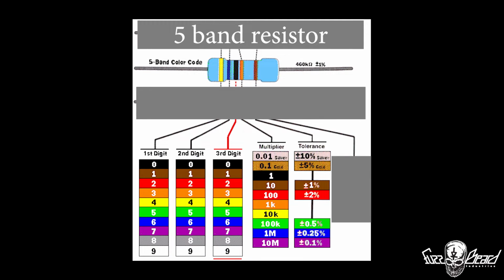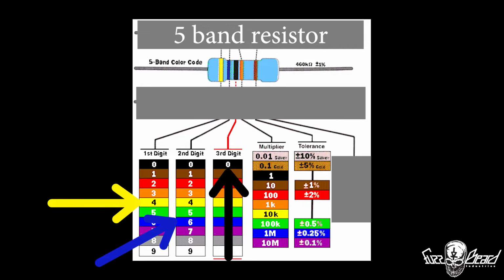This 5-band resistor has yellow, blue and black value bands, which are 4, 6 and 0 respectively. Put them together, you've got 460. Again, the multiplier band is orange, so that's 3 zeros, which means 460,000 ohms, or 460k.